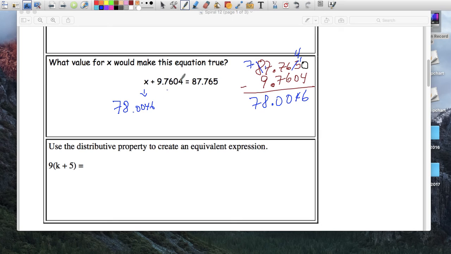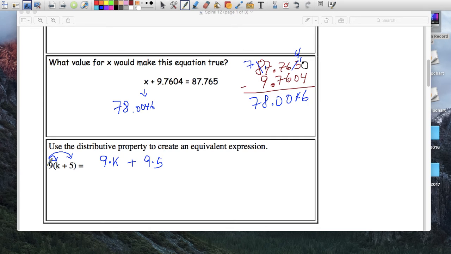So the value of this x here should be 78.0046, and that added to this number will give you the number on the other side of the equation. Okay. Distributive property, aka for us the Angry Birds. So the number outside is going to be multiplied to each of the terms inside. One by one. So the first attack here, remember, is 9 times the variable k. The plus sign. We're going to do 9 times the 5 in the back.